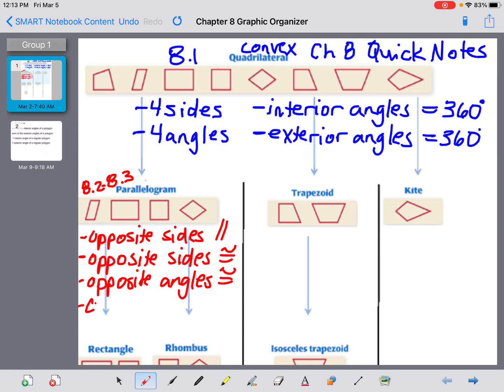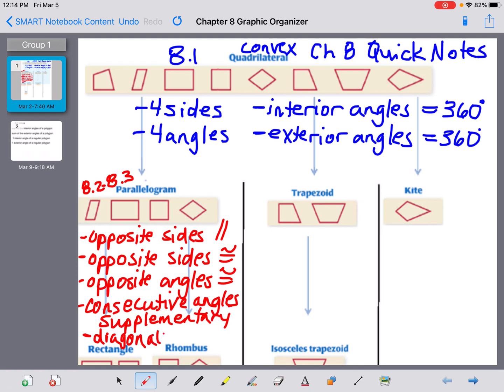We know consecutive angles, because of our parallel lines, are supplementary, okay? They add up to 180. So our consecutive angles are supplementary. And our fifth and final rule for all parallelograms is the diagonals bisect each other. Remember, that means that on one diagonal, the pieces of it are congruent, and so they cut through a midpoint of each one. So that's the rule for all parallelograms, okay?